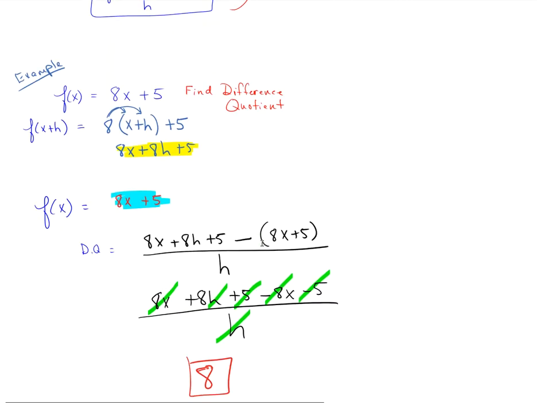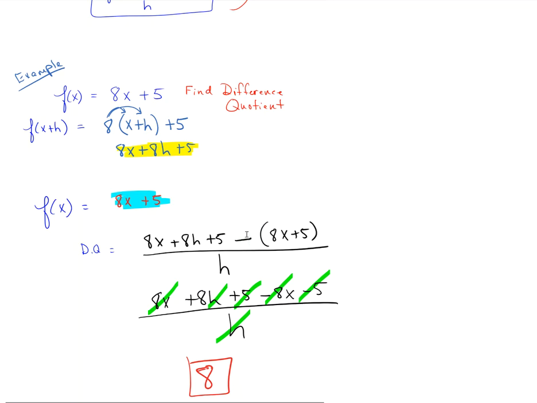So now I'm ready to put everything in the formula. So I've got f of x plus h minus f of x. And I would always suggest to put this part in parentheses to remind you to change signs. And that's all over h.